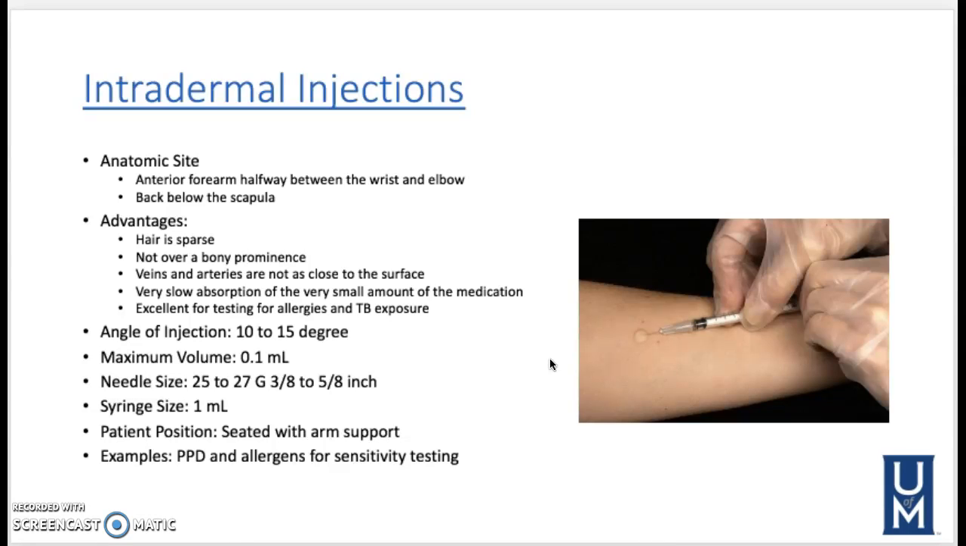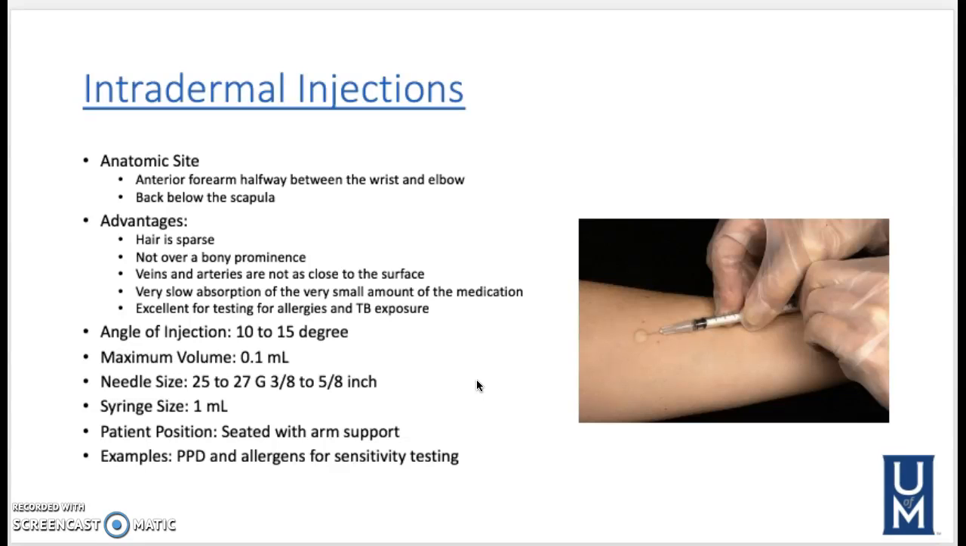So when we give an intradermal injection, the angle of injection is going to be very small, so 10 to 15 degrees. Here in our picture, we can see that this MA is giving this medication at a very slight angle, that 10 to 15 degrees. They're not coming in from the top, going straight in. She's kind of angling it very slightly to enter the skin, not so deeply. So we can only put a maximum amount of 0.1 mils or milliliters inside of that site.